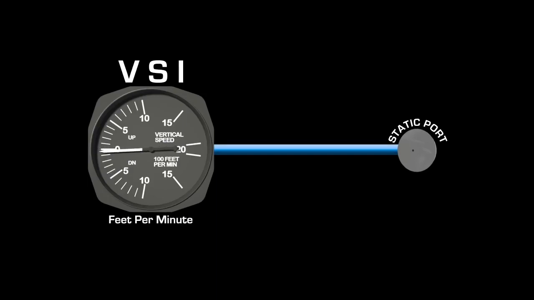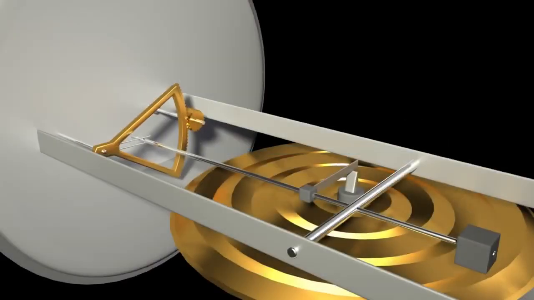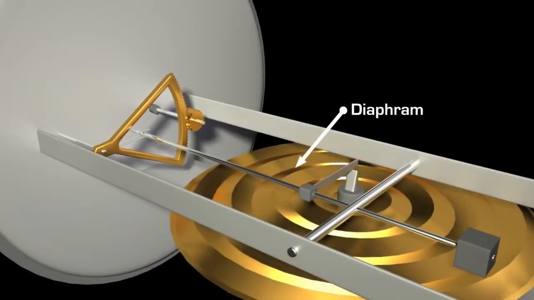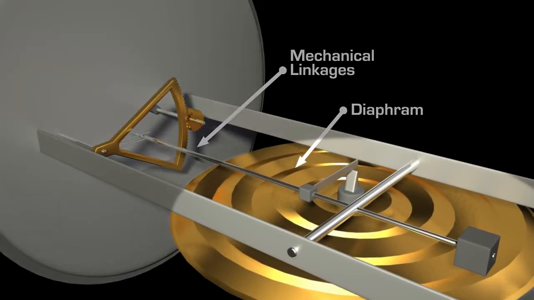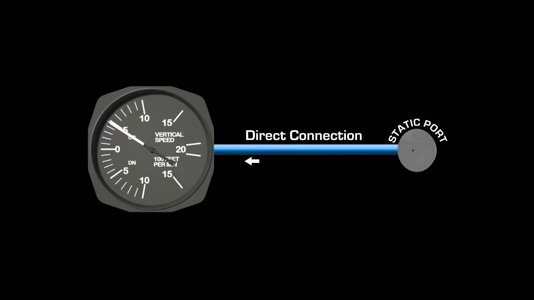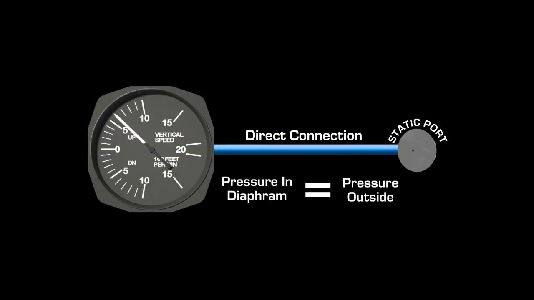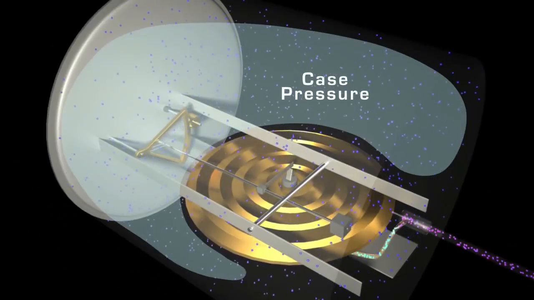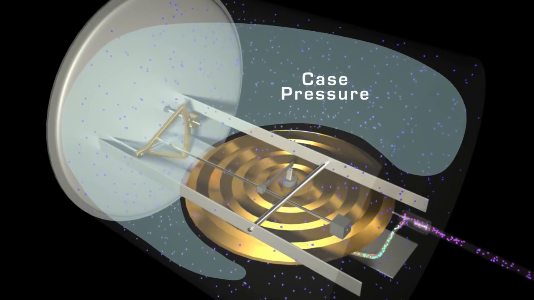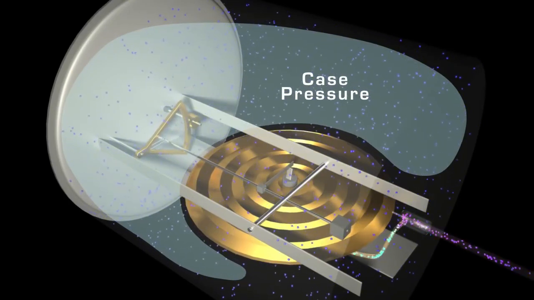This is accomplished by comparing the current pressure of the air with the pressure of the air from a few seconds ago. Inside the VSI is a diaphragm connected to some mechanical linkages that move the needles on the face of the instrument. The diaphragm has a direct connection to the static port, meaning that the pressure inside of it matches the current atmospheric pressure from the outside. The case of the instrument is also filled with static pressure, but the connection between the case and the static port is constricted by what is called a calibrated leak.